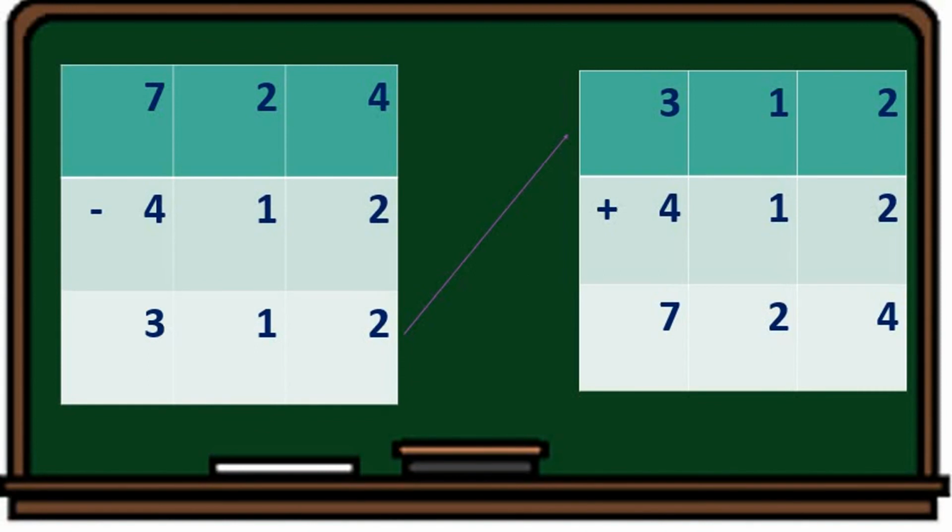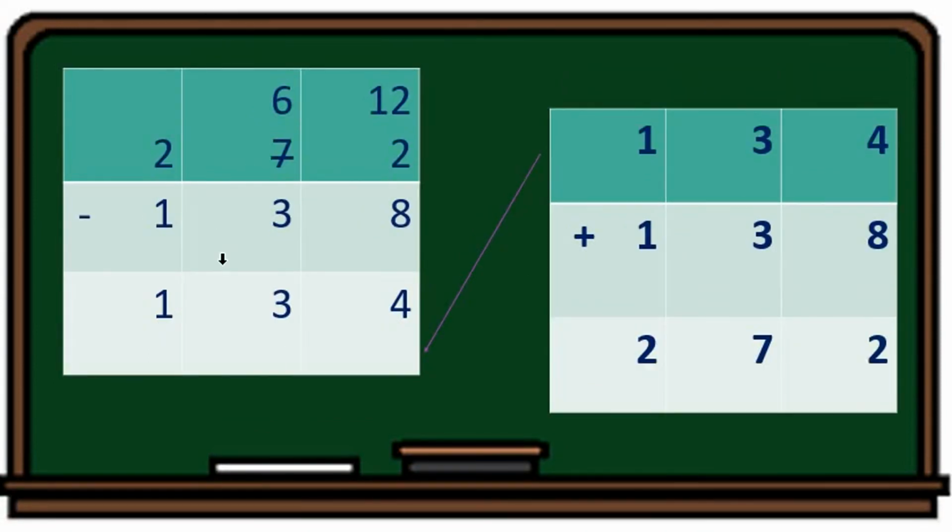Now let's see the second example. The question is 272 minus 138. 2 minus 8: is this possible? We cannot take 8 from 2, so we borrow. 10 plus 2 is 12. 12 minus 8.